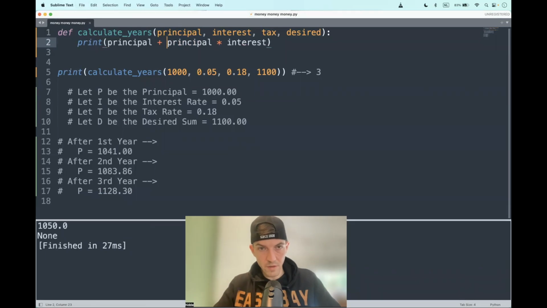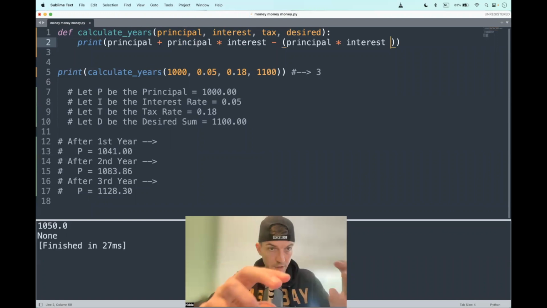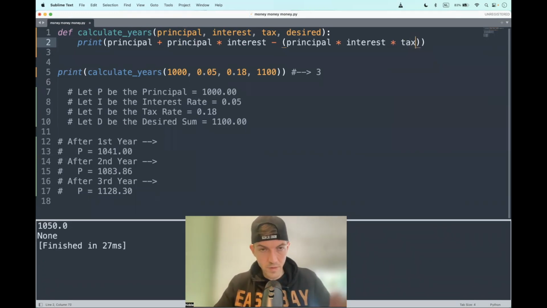But then we have to take the tax into consideration. So that should be minus the principal multiplied by the interest to get the amount of 50. But then we have to multiply by the tax rate. And that should be subtracted. And that should be 1,041.